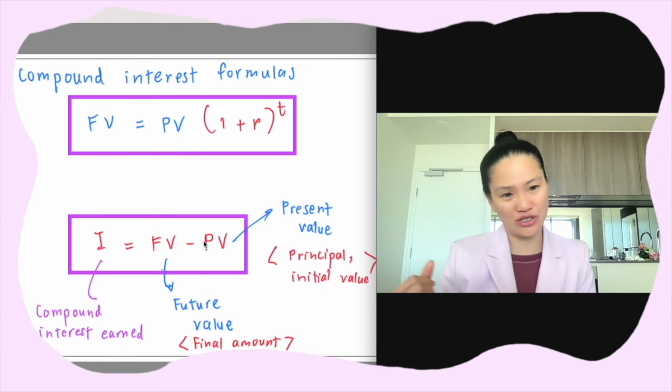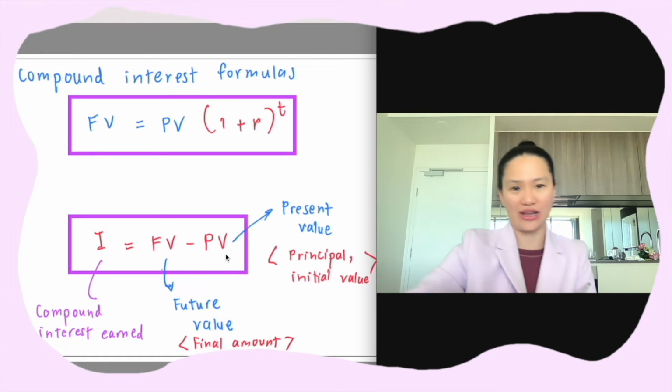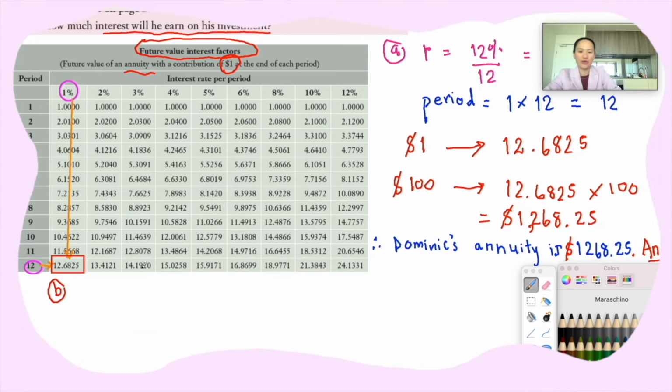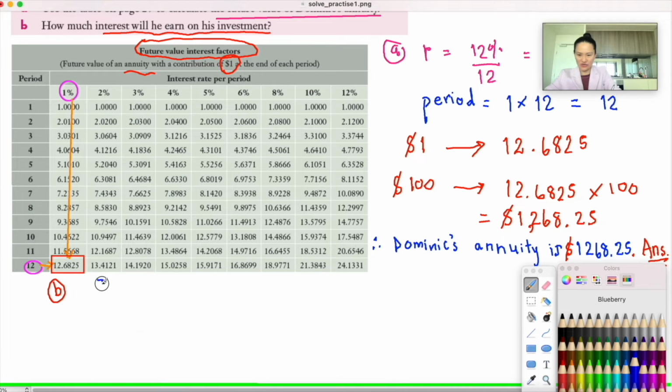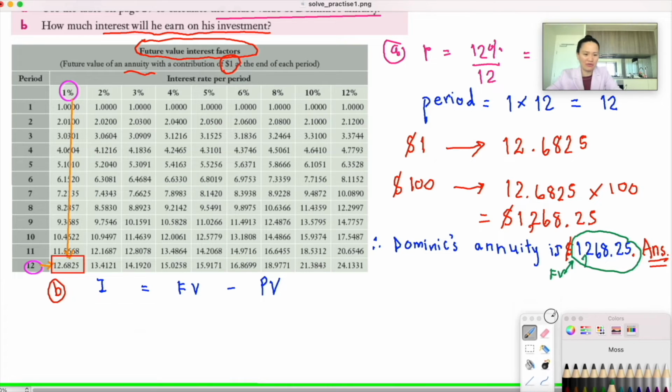Let's calculate them together. Again, you need to use this formula, I equals FV minus PV. Let's go, B. Okay, our formula: compound interest earned equals future value minus present value. We know exactly the future value is this number, 1268. This one is FV, future value. But if you want to calculate PV first, here is present value.